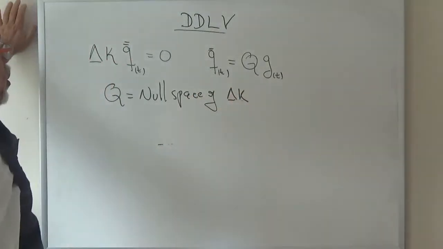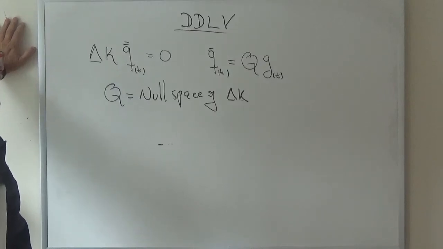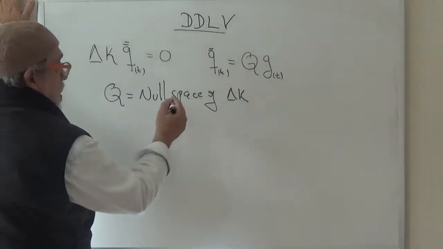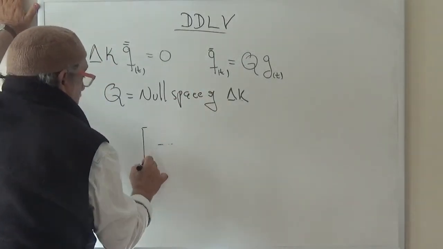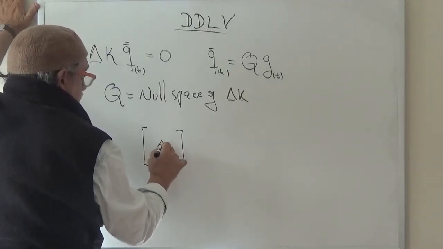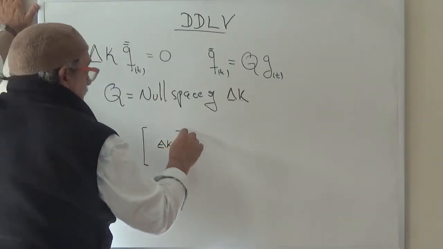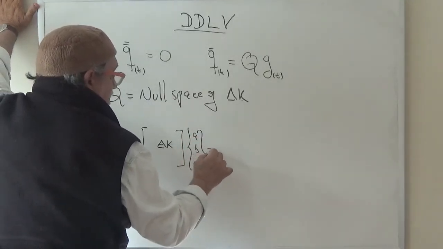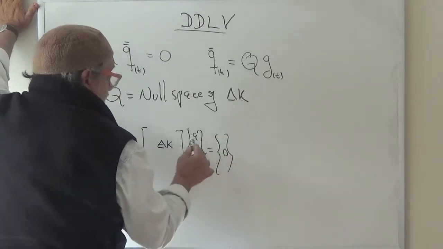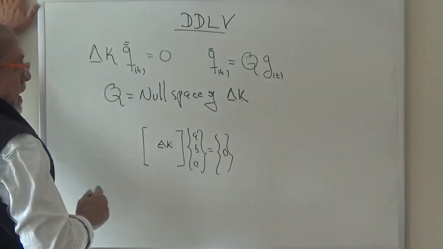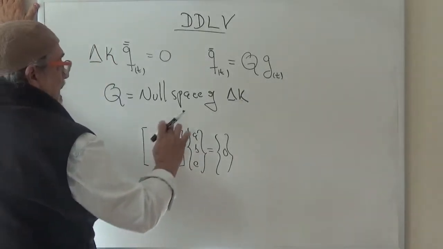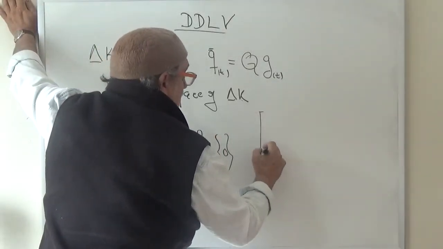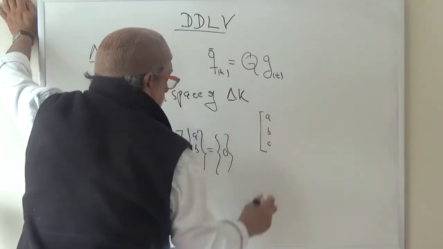That is, Q is, for those that are not as familiar with these concepts, if my matrix delta K was this, and I take this vector ABC, and that vector gives 0, then that vector is in the null space of delta K, right? And if that vector is in the null space of delta K, then that vector is part of Q, okay? So let's say that vector is ABC.